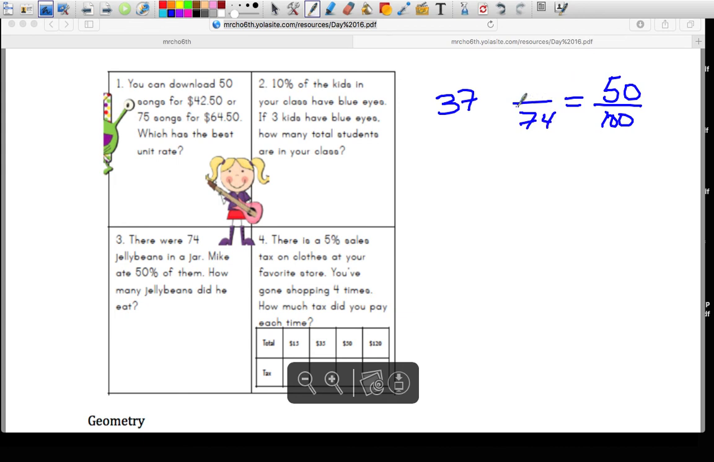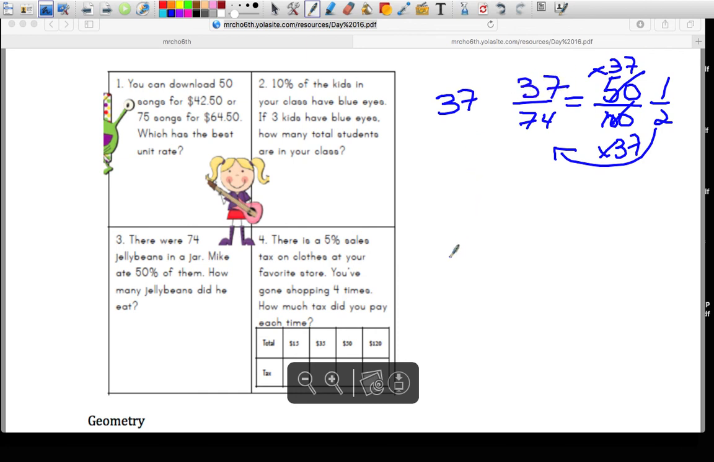Wow, how would I do this? What relationship can I find here? Divide top by 50. I get 1 over 2. So a 2. How does a 2 become a 74? Times 37. So on the top will be times 37, and that's how I get 37 over here.